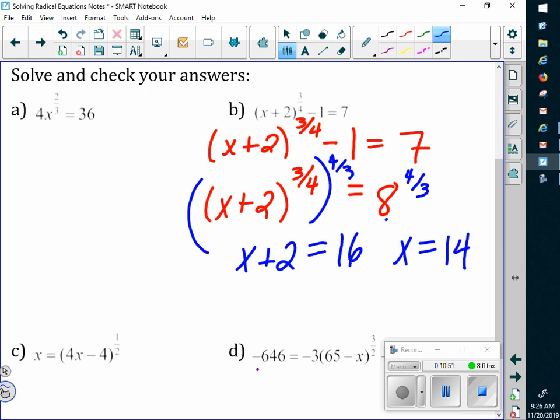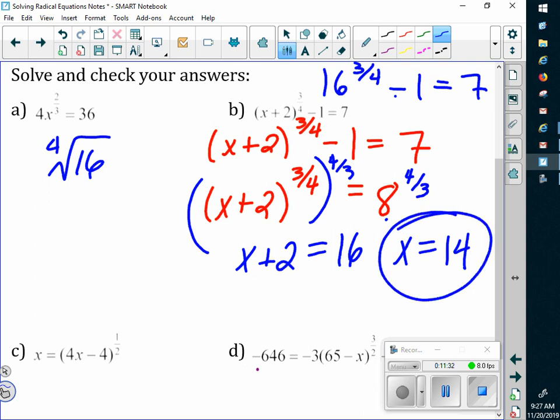And then check it. 14 plus 2, 16. All right, 16 to the 3/4 power minus 1, does that equal 7? Do you know how to do the 4th root of 16? The 4th root of 16. What number do you multiply by itself 4 times to get 16? 2. 2 to the 3rd power, 8, and 8 minus 1. Bingo.